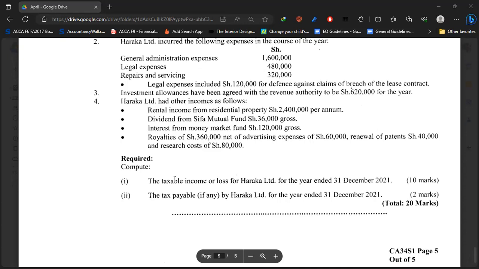In that case, because we are already being told to calculate, when you look at it here, we are not discussing adjustments, but we just want to get the taxable income or losses for Haraka Limited for a certain period in 2021. So let us group the taxable incomes regarding the leasing. Then we have the allowable expenses deducted, incorporating other incomes of the business. Then we are going to determine the taxable income and the tax payable in that order.